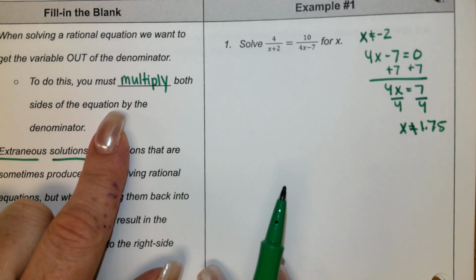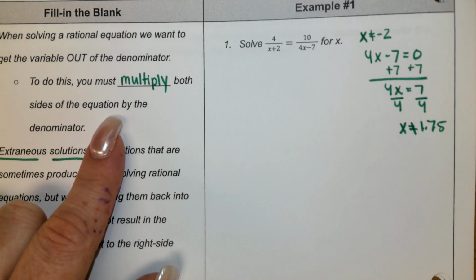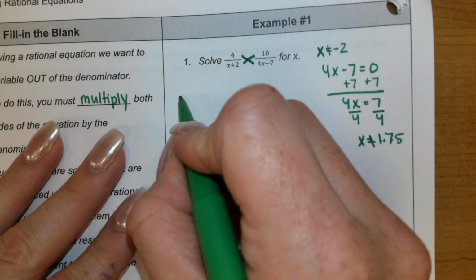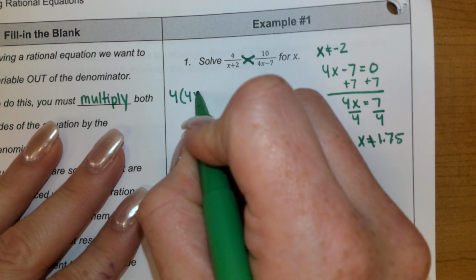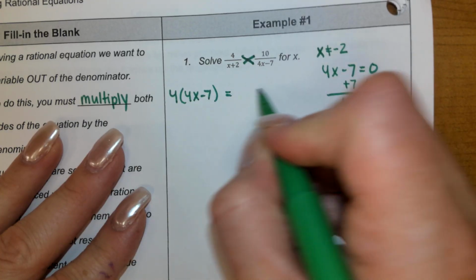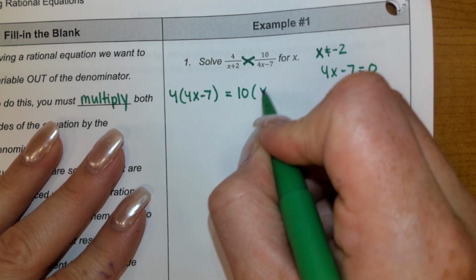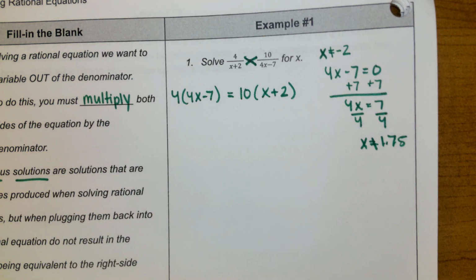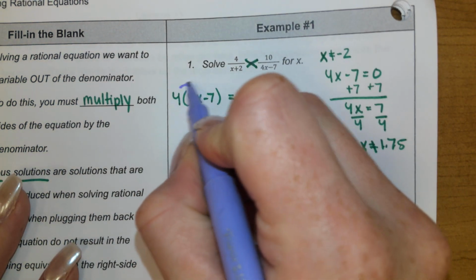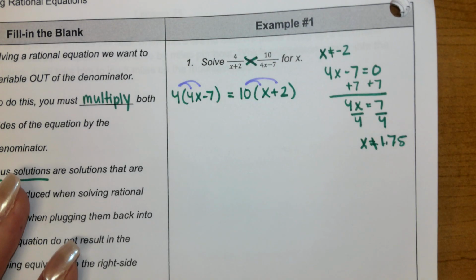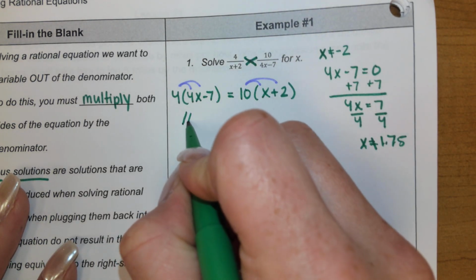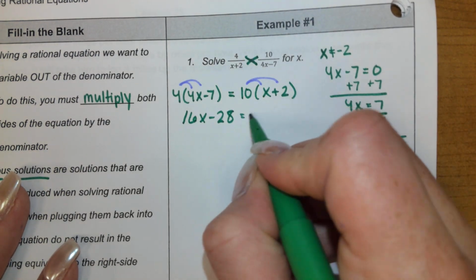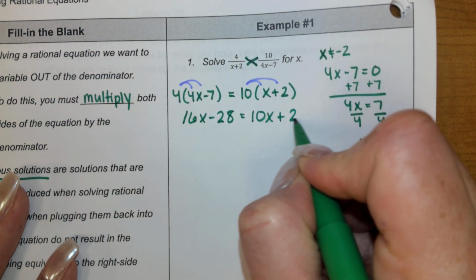Multiplying both sides of the equation by the denominator, cross multiplication is one strategy for doing that. So we can cross multiply here in this one. We have 4 times 4x minus 7 equals 10 times x plus 2. We'll have to distribute both the 4 and the 10. So 16x minus 28 equals 10x plus 20.